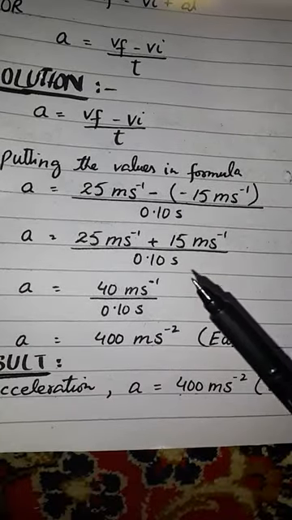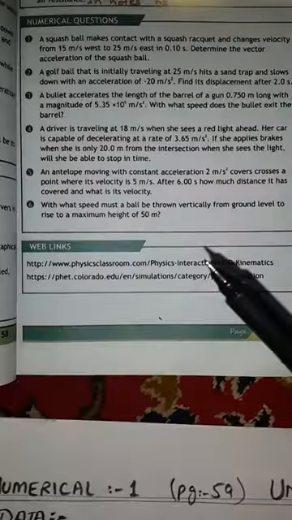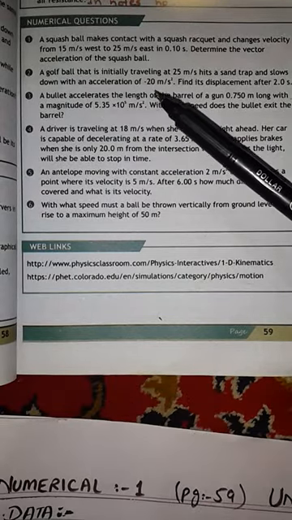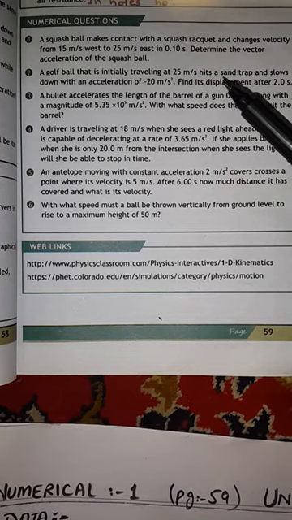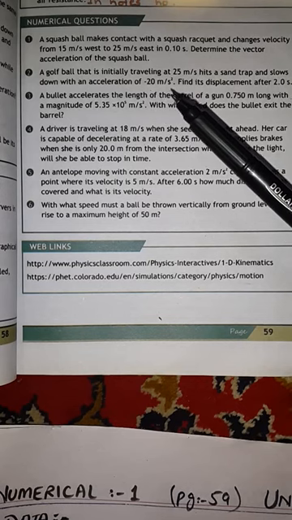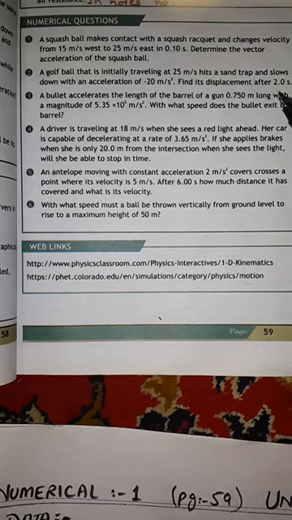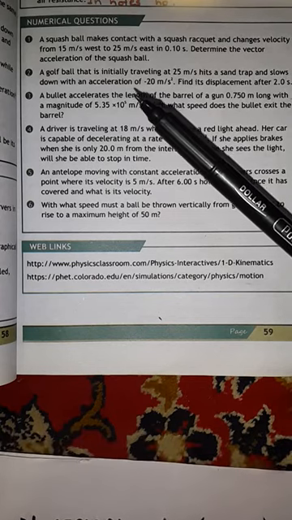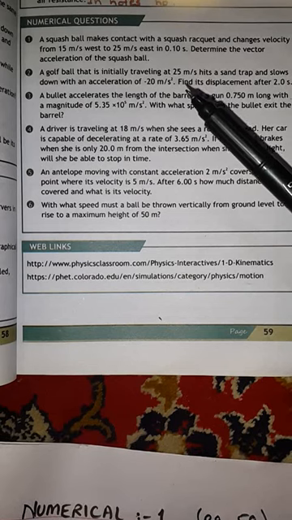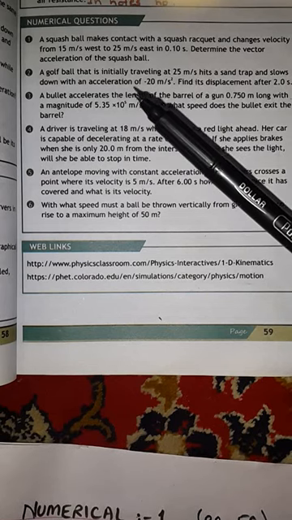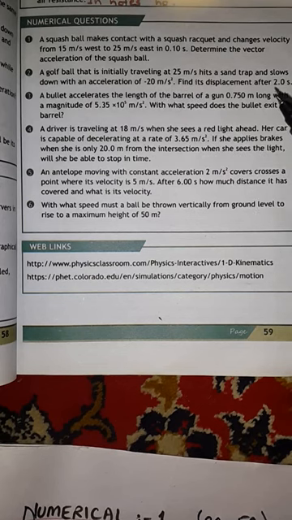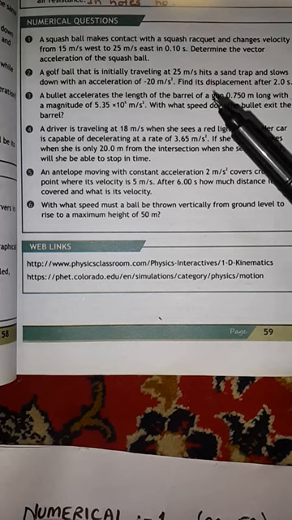Now we start our numerical number 2: a golf ball that is initially traveling at 25 meter per second hits a sand trap and slows down with an acceleration of minus 20 meter per second square. Find its displacement after 2.0 second. Now here you can see that the initial velocity is 25 meter per second, the acceleration is also given to us, minus 20 meter per second square, and the time is also given, 2.0 second. Now we find the displacement.